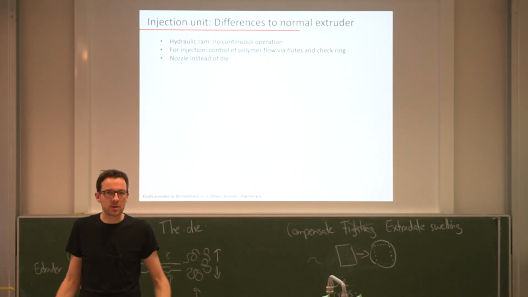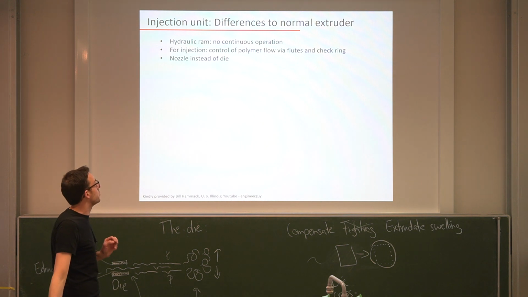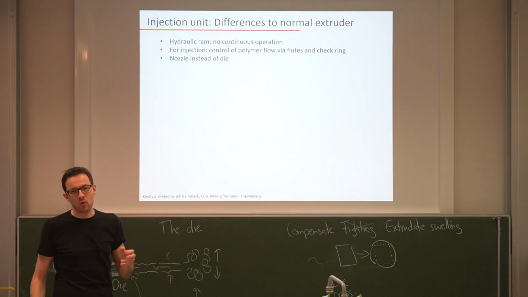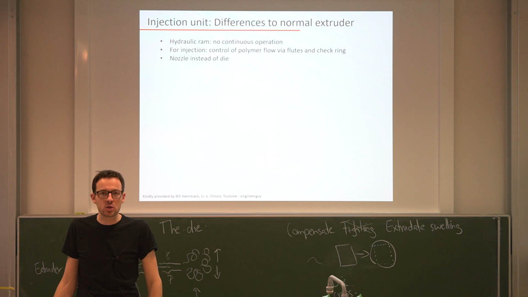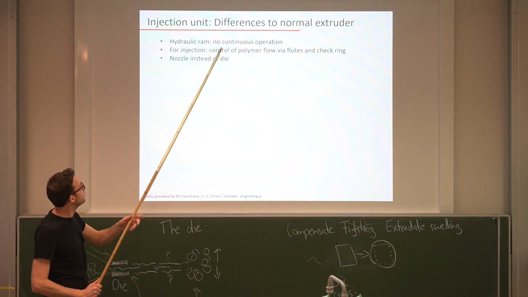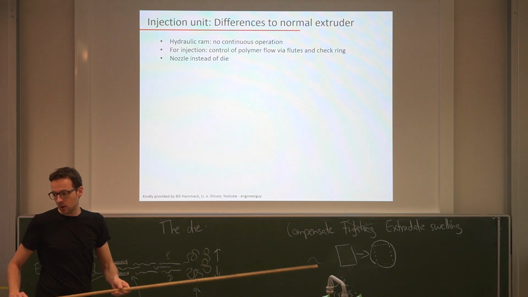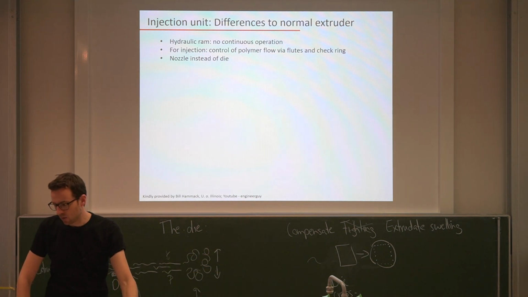Okay, so now I said it's just an extruder. It's actually not exactly true. There are some key differences to a normal extruder because we need to convert from this continuous operation to this batch-wise operation. So instead of a continuous rotating screw, we have what is known as a hydraulic ram.